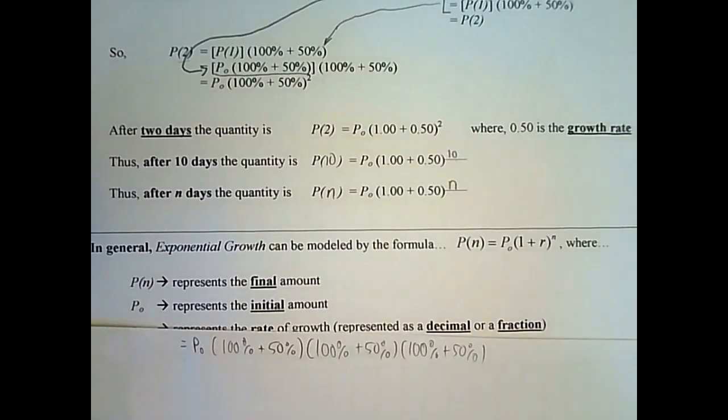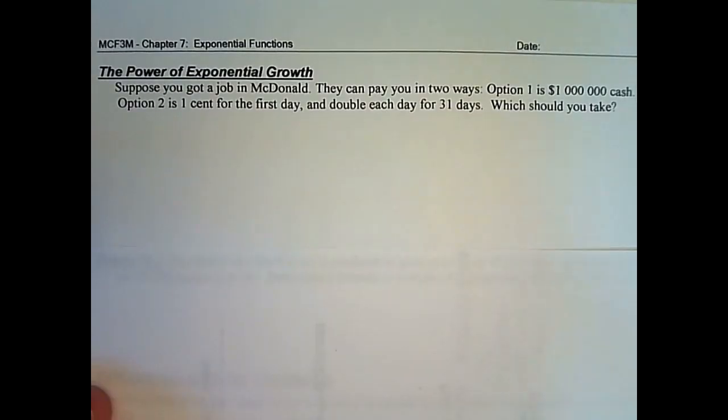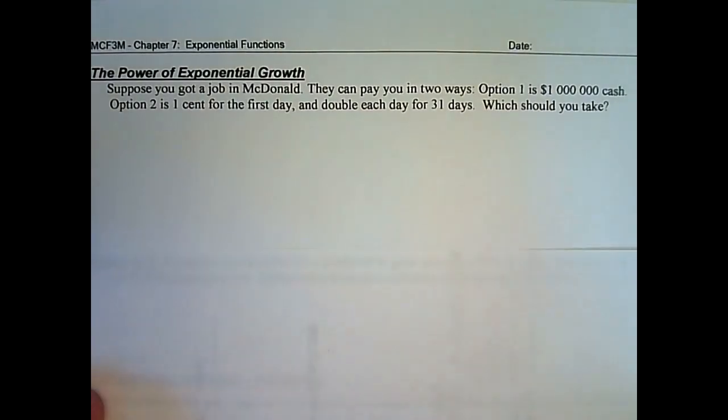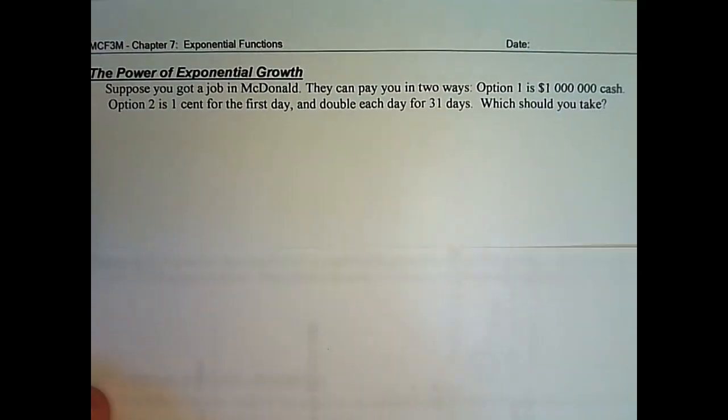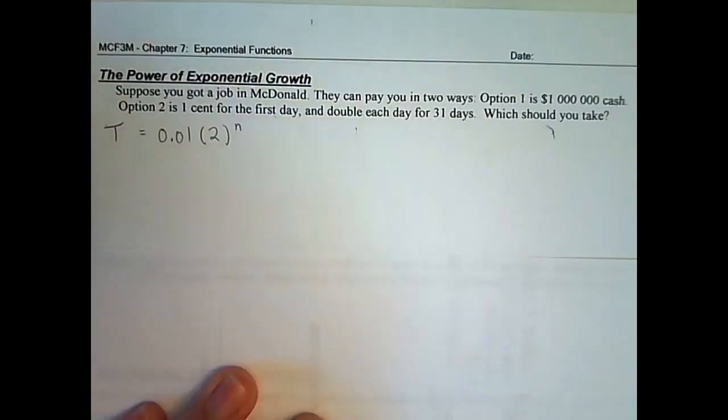So before we get to the second part, I want to look back at our problem that we had in 7.5 of $1 million cash, or you get a cent a day for the first day. If you remember the note for 7.5, we had our equation to be 0.01 to the power of n, and we'll just say total t.